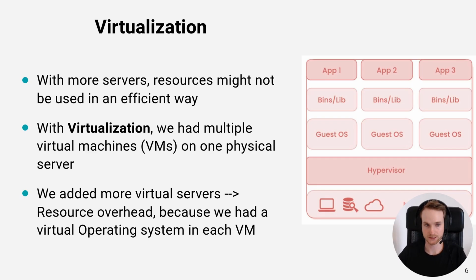This is where virtualization came into place with a hypervisor. A hypervisor allowed us to install multiple virtual machines or virtual servers on one physical machine. As you can see on the image, we now have this hypervisor layer on the physical server, and above this layer, we have 3 virtual machines, but each of these machines runs their own operating system. And again, this is some overhead we don't necessarily need. So how can we optimize this?